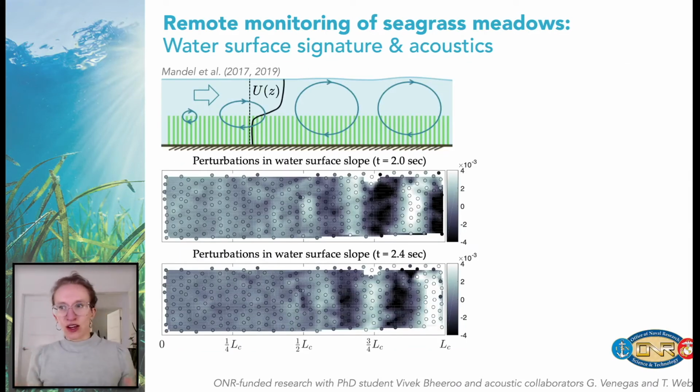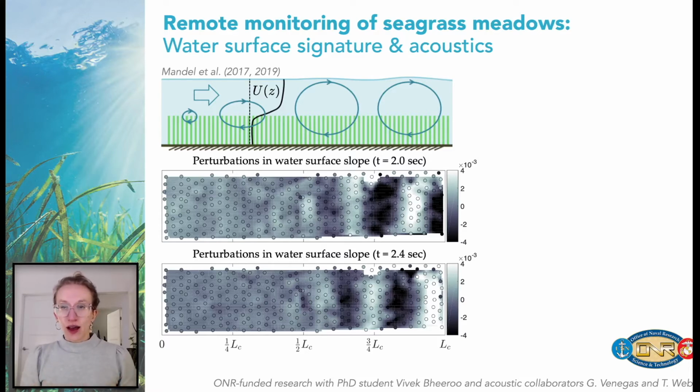So if we want to be able to observe these dynamics or maybe the properties of the seagrass meadow remotely, then we need to understand how the flow structures they generate impact the water surface. So what I'm showing in this figure on the upper panel is a cartoon of these swirling fluid structures that are generated by flow through seagrass, and then the way that their periodic motion can show up in the water surface slope. So that's what I'm showing on the bottom 2 panels. We have a bird's eye view of the top of the water surface, and we see these periodic structures appearing. So this is some previous work.